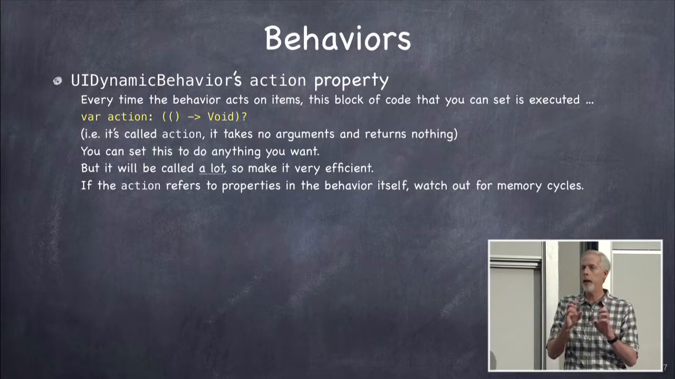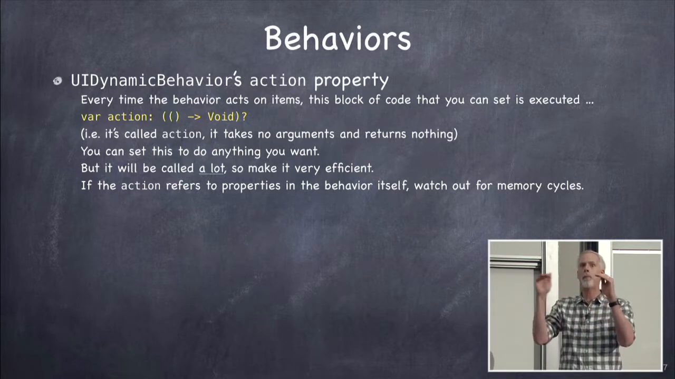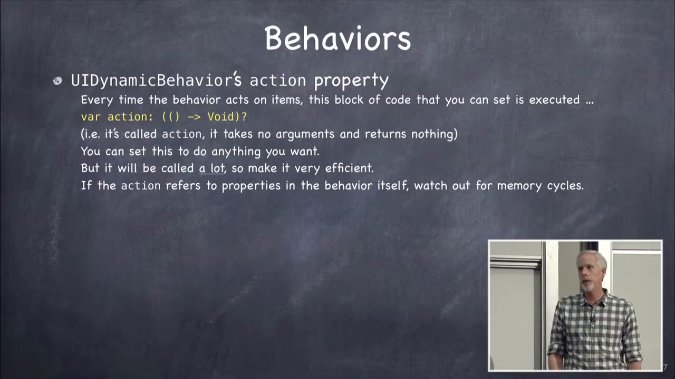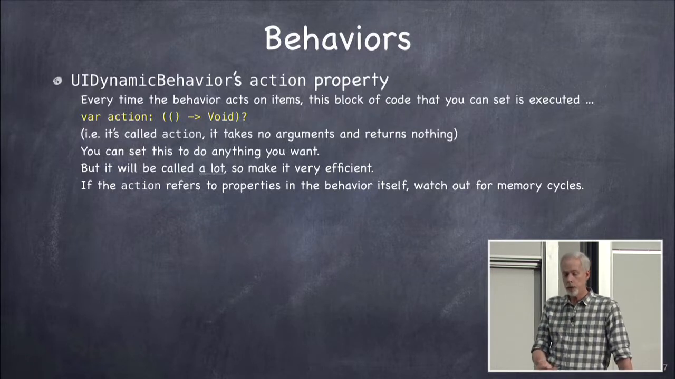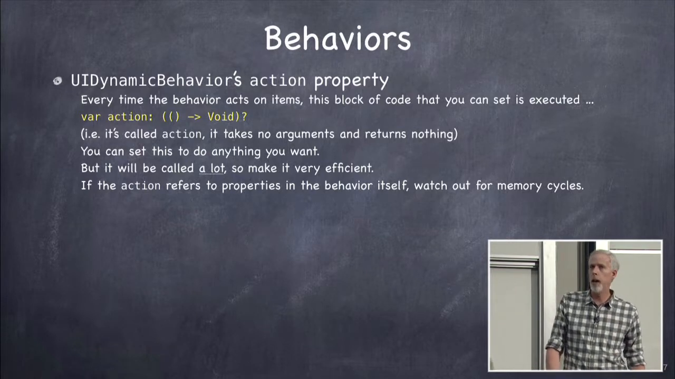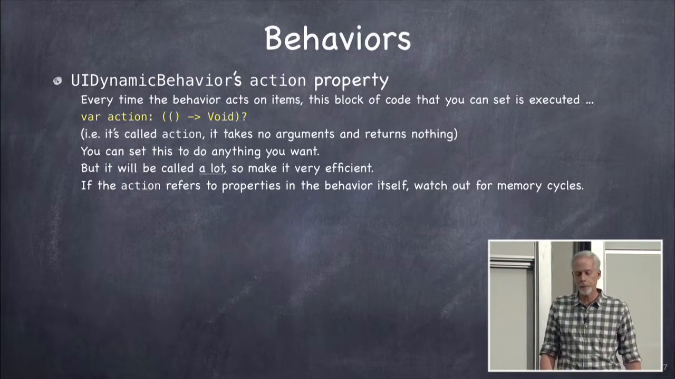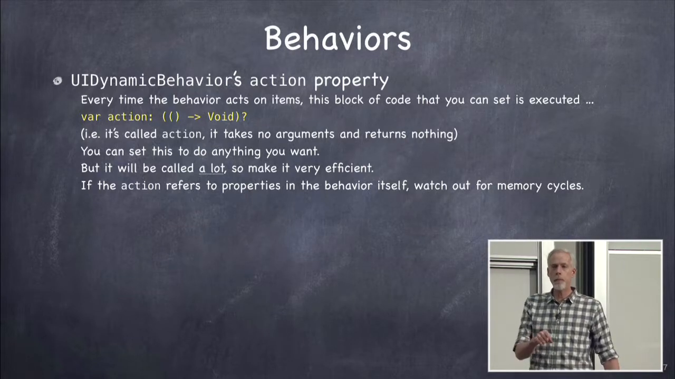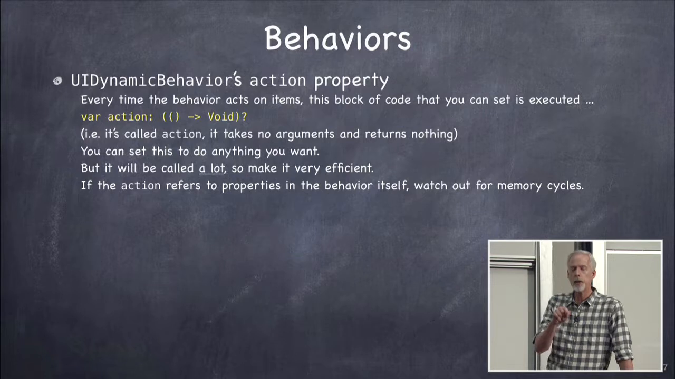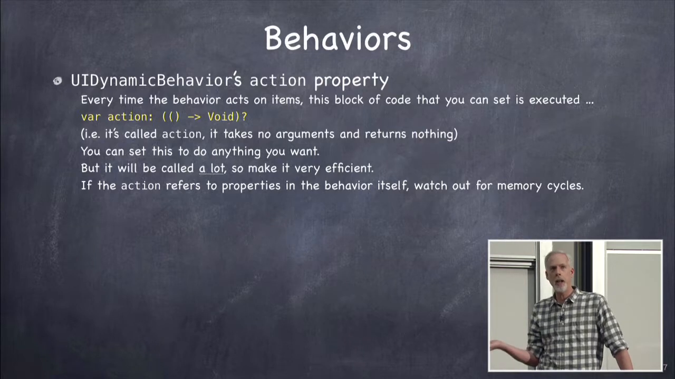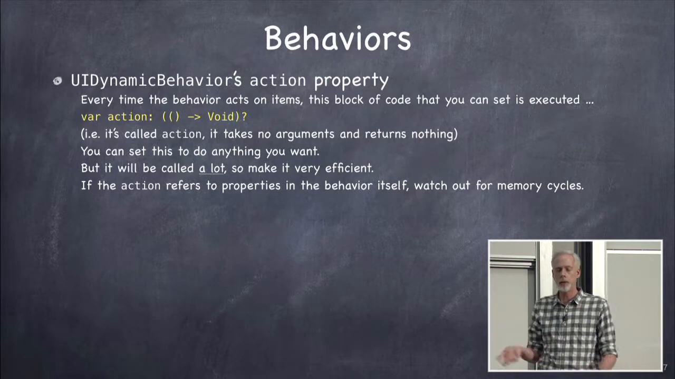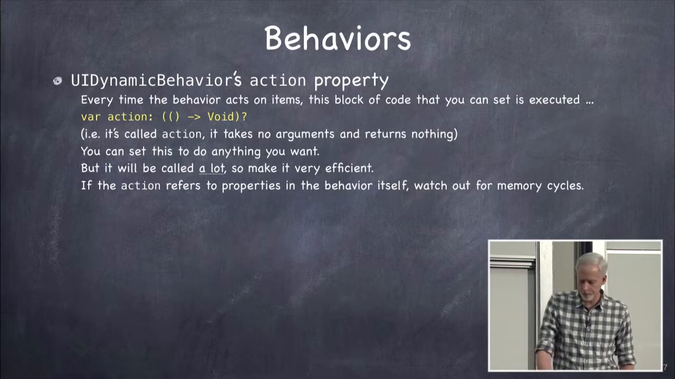If you go into Instruments and look at your code, and you do something expensive here, it'll come to the top pretty fast because it gets called a lot, as you might imagine. But you can do a lot of really cool things in here. For example, this is where you would implement your speed limit. Check the linear velocity. If it's too fast, you would add some negative linear velocity to slow it back down. It's really easy to get memory cycles with this, because of course this action var is a var in a behavior, and a lot of times inside the closure you're going to be referencing the behavior, so they're going to point to each other rather directly.